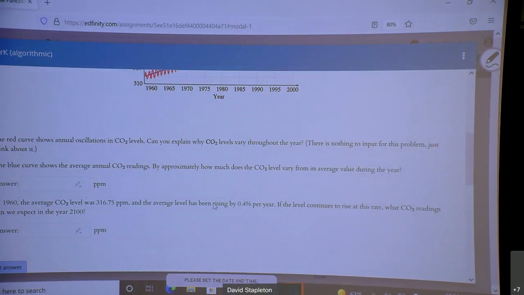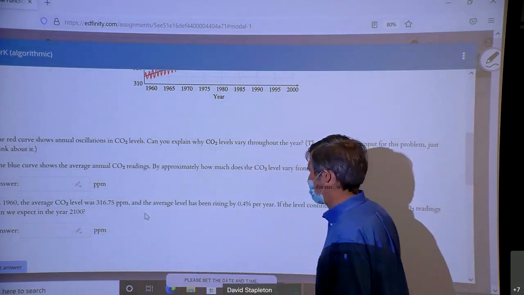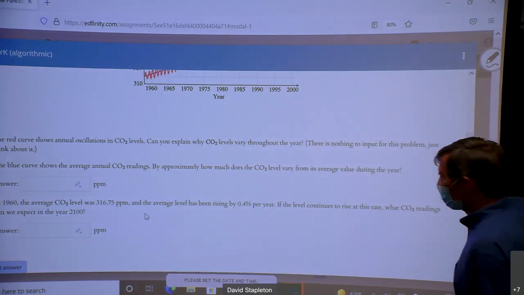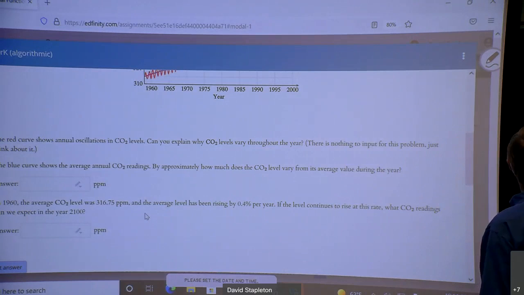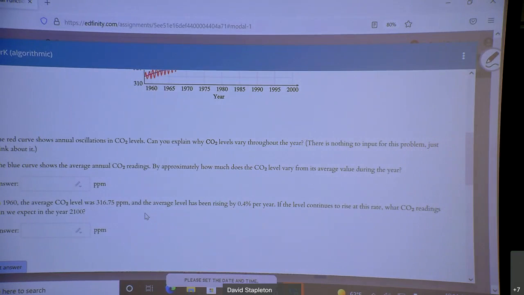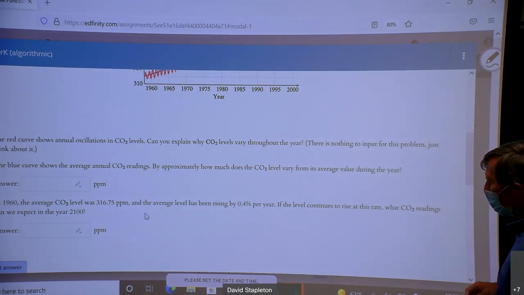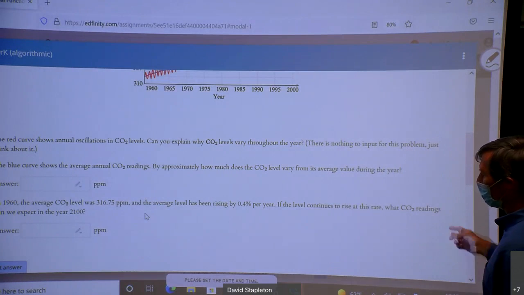And then the second part is a little trickier, and I'm kind of surprised to see it in here. Maybe I'm not doing it exactly the way they did. But yeah, in 1960, the CO2 level was 316.75. And the average level has been going up by 0.4%.